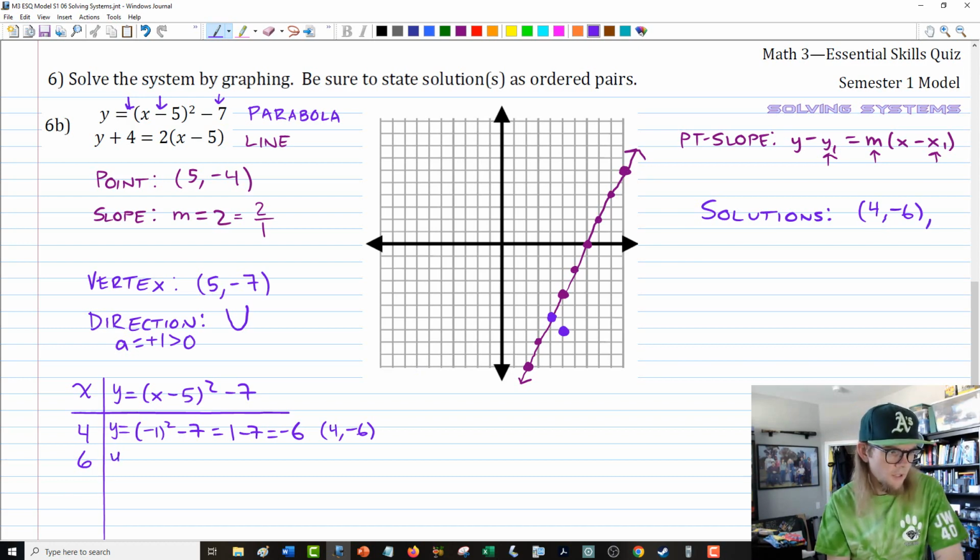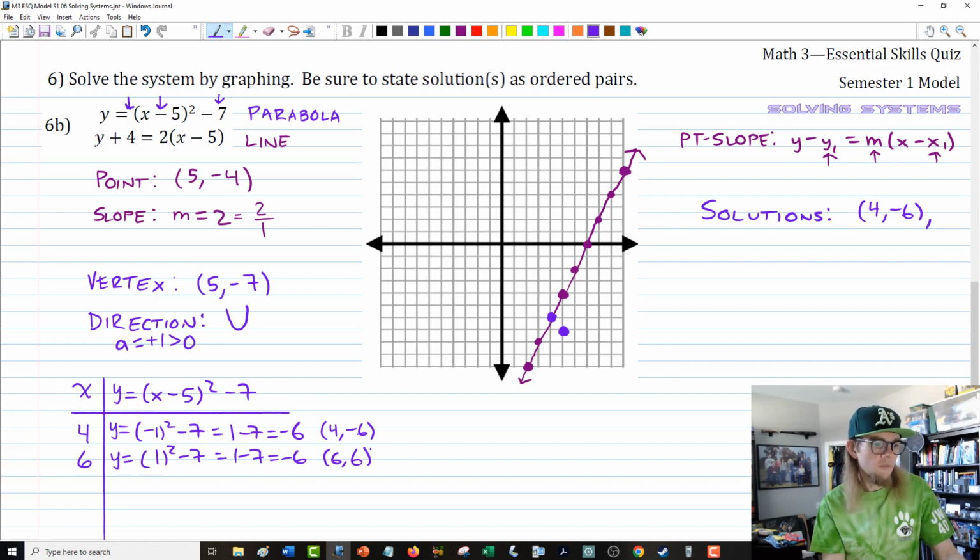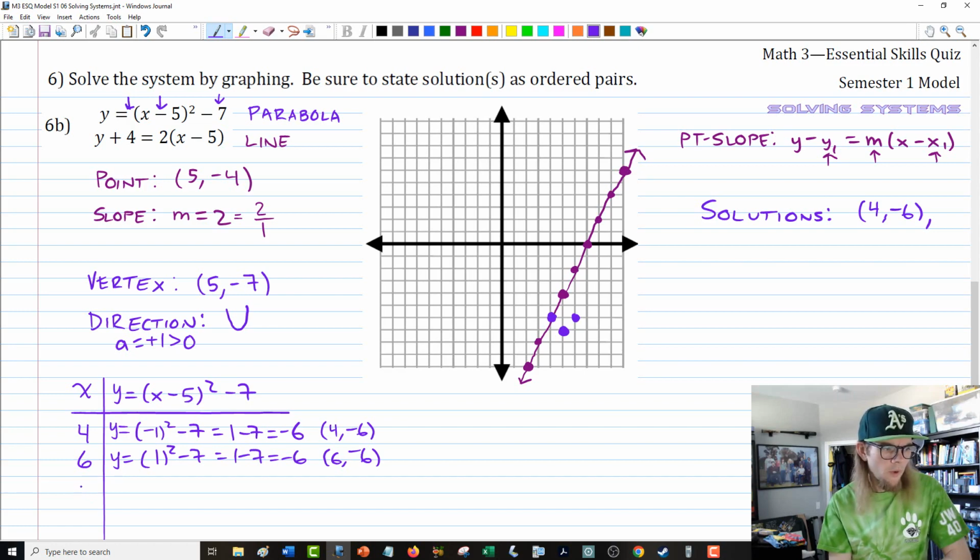For our second one, well, we've got a little more work to do. We know it's not going to be 6, but let's just confirm this is working. 6 minus 5 is 1, squared, minus 7, which is, of course, 1 minus 7, or negative 6. So we do also have the point (6, negative 6). There it is. So there's going to be our next point. Once again, we've got that nice symmetry sitting there. It's always helpful to have. Now for our next one, I want to go one more point away. So we're going to choose, of course, 3 and 7. That way we're one more unit in each direction.